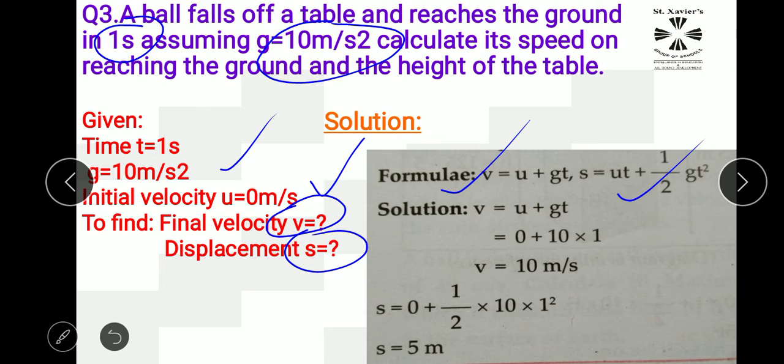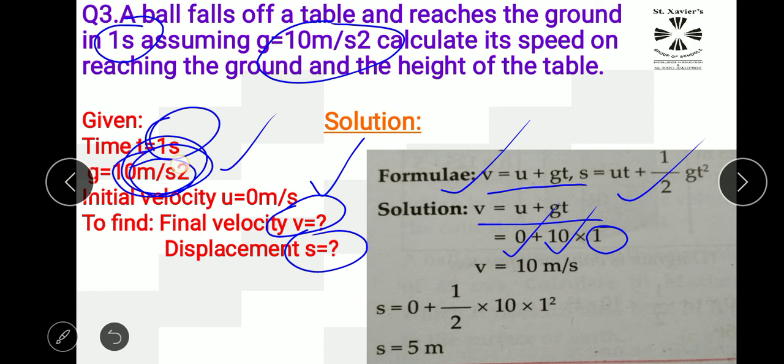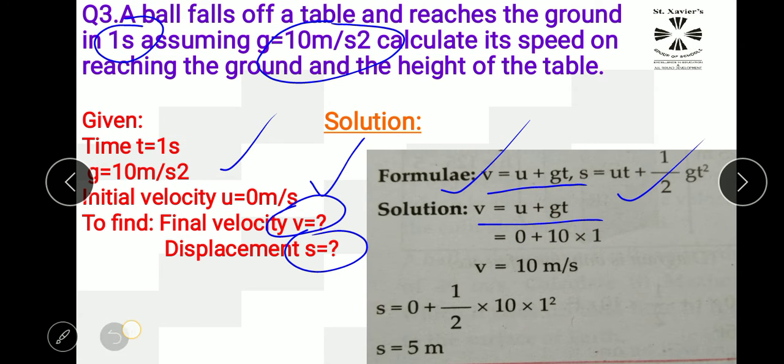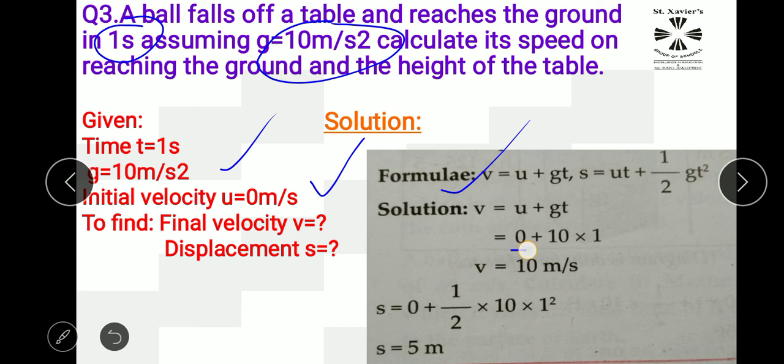So let us start with the first formula. v is equal to u plus gt. The same formula is written over here. Initial velocity is 0, students, so the u value is taken as 0. g is given as 10 and time t is given as 1. So the same values are taken. The first term is already 0. 10 into 1 will become 10. So velocity is equal to 10 meter per second.